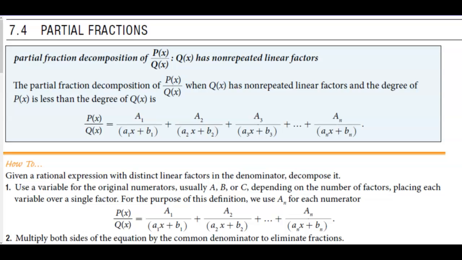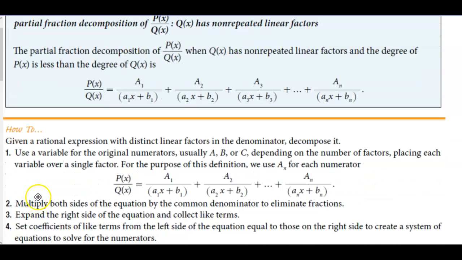In 7.4, we're dealing with partial fractions. Partial fraction decomposition of a rational function, which is p of x over q of x, where q of x has non-repeated linear factors, and the degree of p of x is less than the degree of q of x, is the following. You would have p of x over q of x equal to A1 over a subscript 1 x plus b1, and so on.